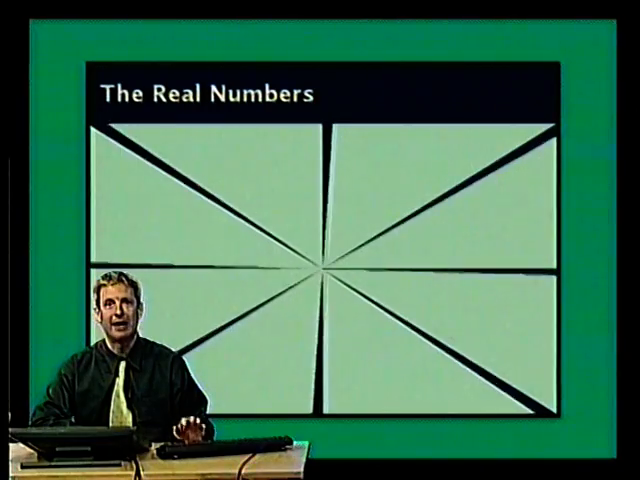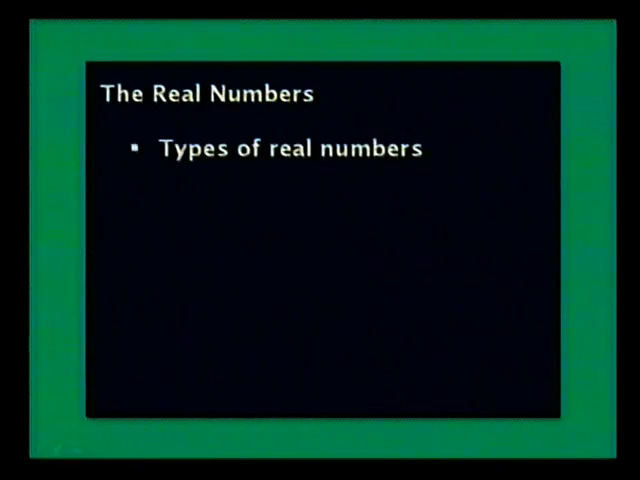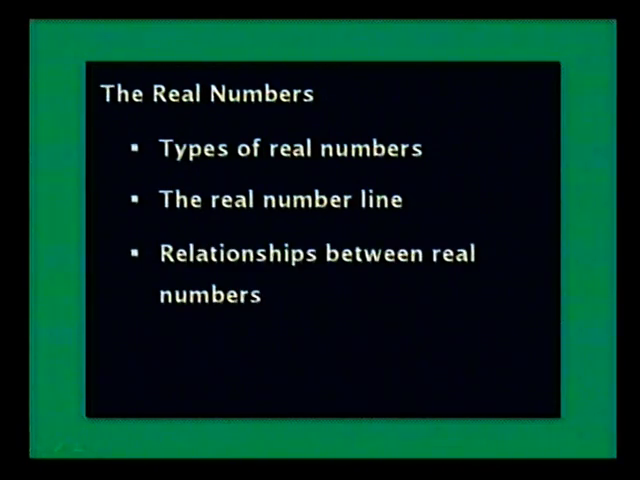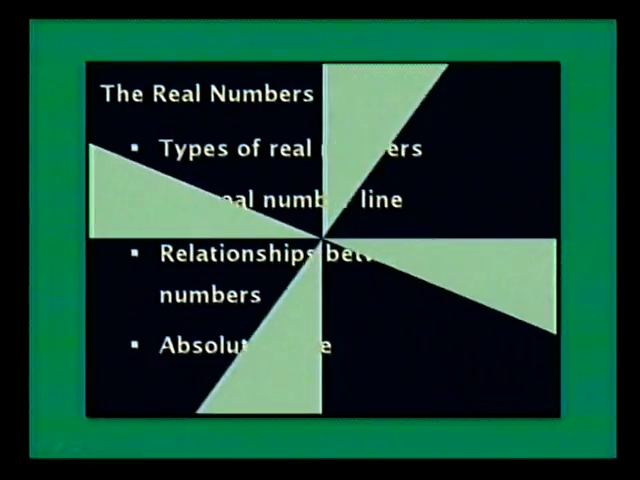In my part of the lesson, I am going to begin by talking about different types of real numbers. Then I'm going to talk about the real number line. I'm going to talk about relationships between real numbers: equals, approximately equals, greater than, less than. And I'm going to talk about everybody's favorite topic, absolute value. So let's talk about types of real numbers.